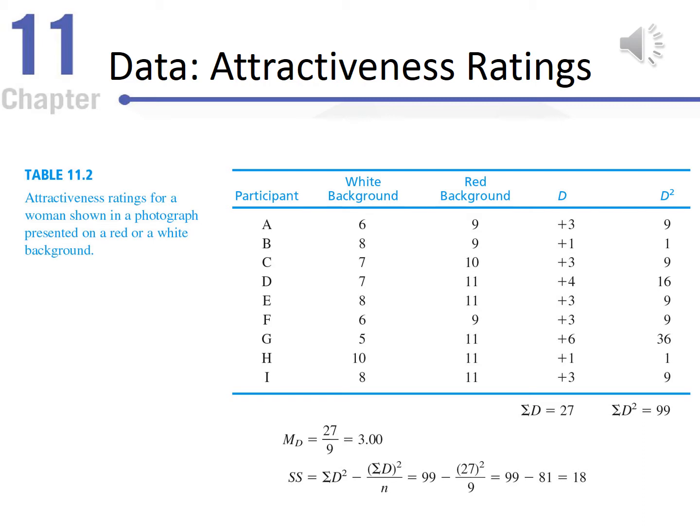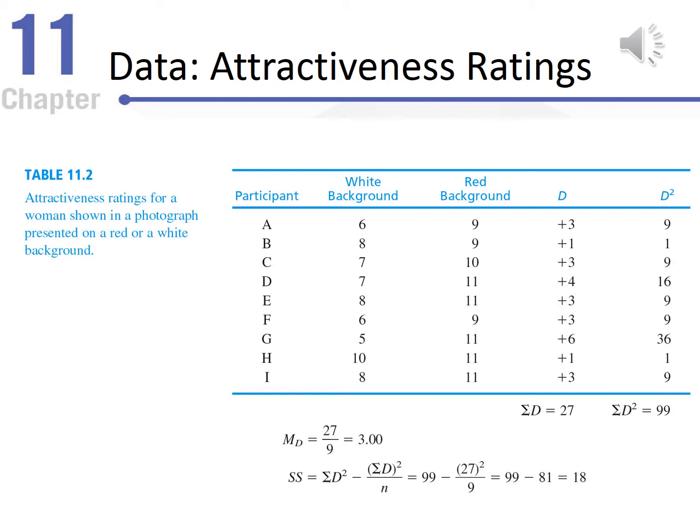And so here is our data table of the attractiveness ratings that the men gave to the test woman's photograph. The participants are listed in the column labeled by letters A through I, and their ratings for the test woman's attractiveness on both the white background and the red background are also listed here. You'll see that we have calculated a difference score, that is the red background minus the white background rating, giving us those values. So for participant A, 9 minus 6 equals a positive 3. For participant B, 9 minus 8 is a positive 1, etc.